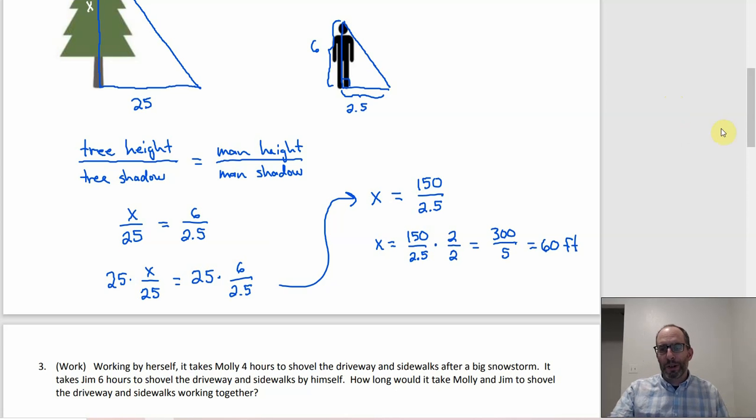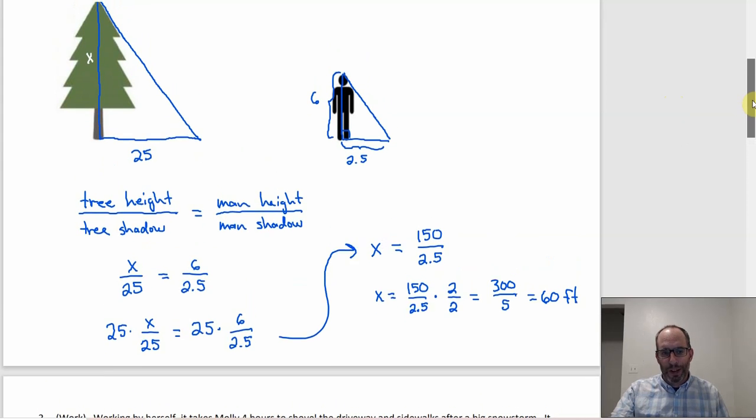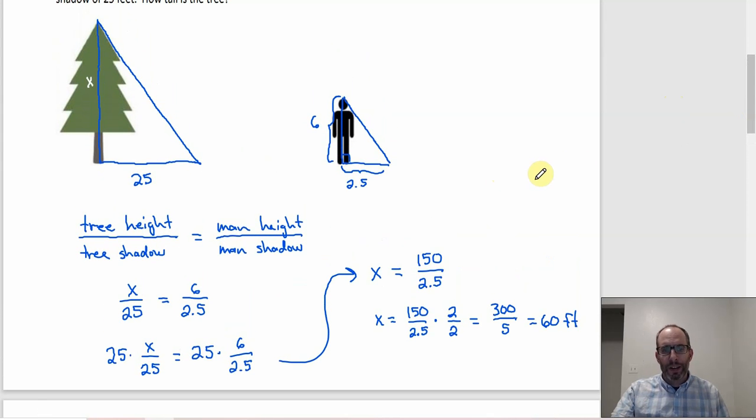And I guess here you might be able to see it without doing all the algebra, because you could say, well, wait a second. The tree's shadow is 10 times as long as the man's shadow, so the tree should be 10 times as tall as the man. That logic does work. I wanted to go through it the more formal way, but if you see it that way, that's right. There's nothing wrong with doing it that way if you can see it, and that's the thing that feels like it's the simpler way to go through it.